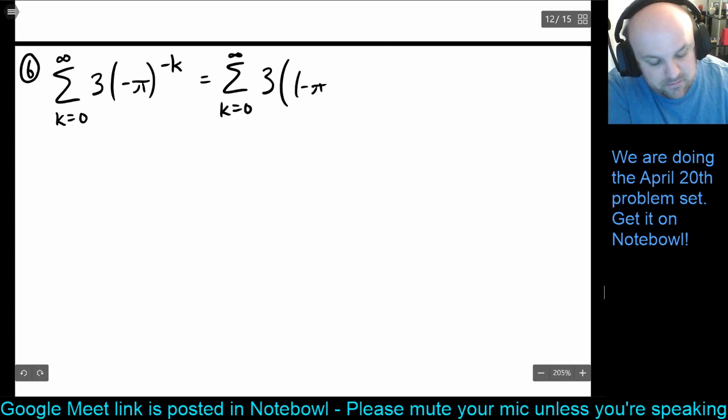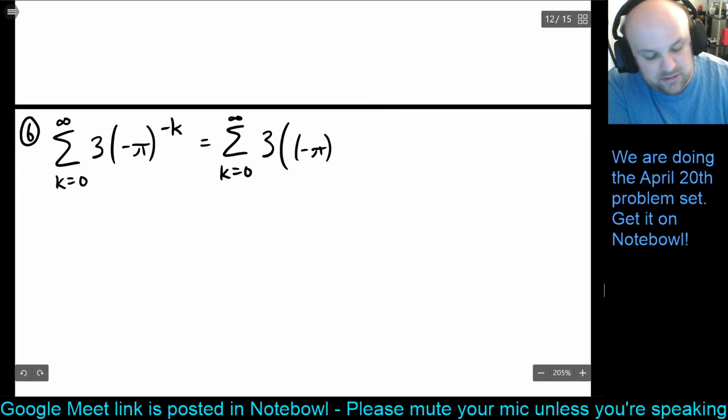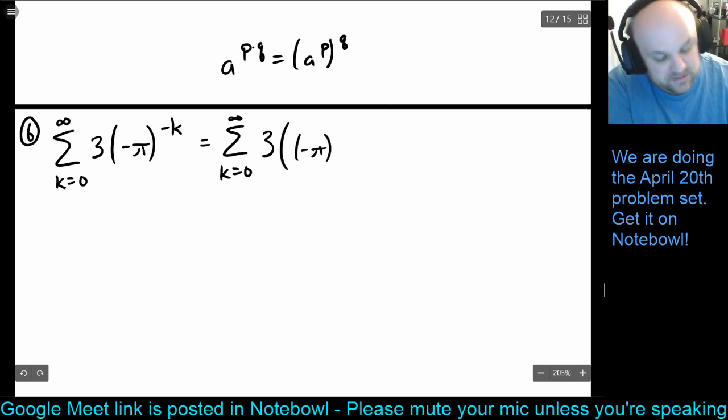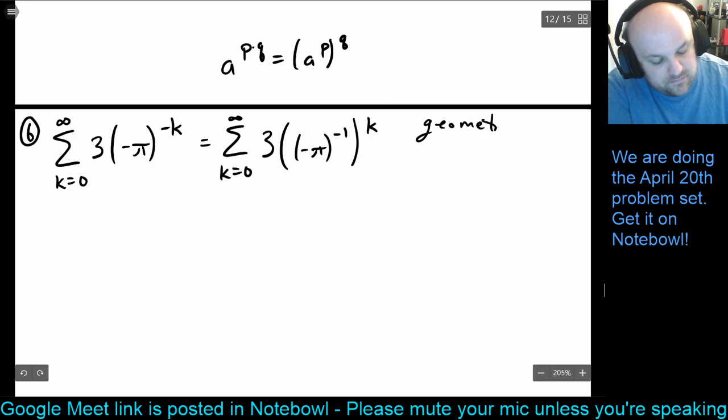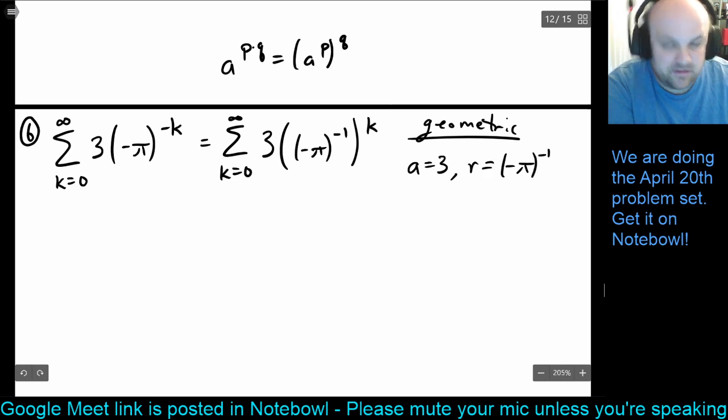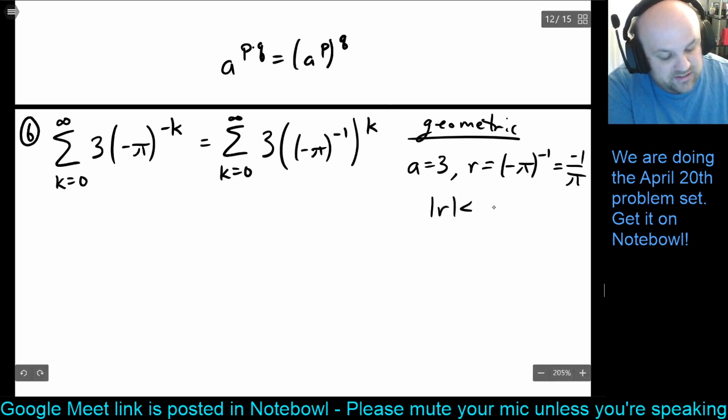But if you remember, when we have two powers multiplied, say a to the p times q, that's a to the p, to the q power. So I'm going to pull the negative one inside and leave the k on the outside. This is now geometric with a equals 3, r equals negative pi to the minus 1, which, by the way, is just negative 1 over pi. So the absolute value of r is certainly less than 1. This converges.